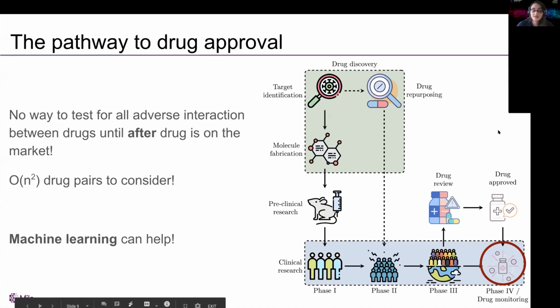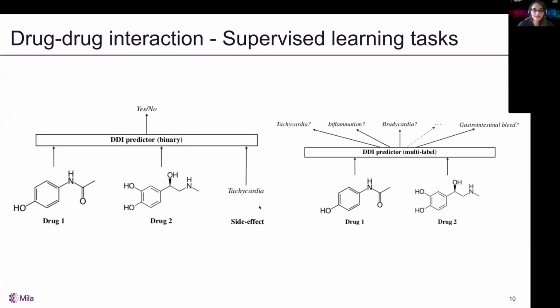And there's no way to test for all adverse interactions until after, because it would require a lot of combinations basically. So it's n squared in the number of drugs on the market. But in this case, machine learning can help. So we can design this as a supervised learning task. We can take existing data sets of drug pairs, and we can either do a binary prediction.